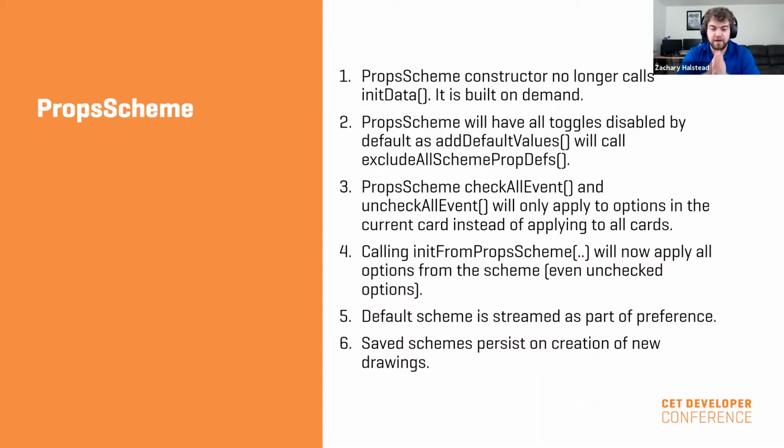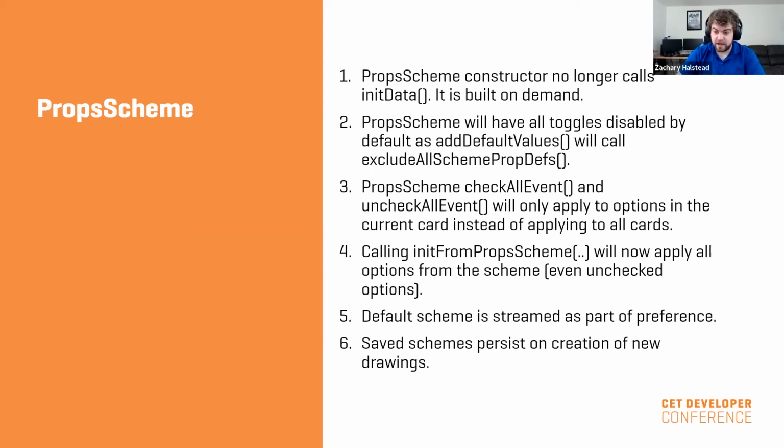Then we have calling init from prop scheme will now apply all options from the scheme, including ones that are unchecked. Then the default scheme is now streamed as part of preferences. So whenever you change the default, that will always be reflected between opening new drawings or closing CET and reopening that. So you can set up a default and not have to worry about it now, and get rid of all your undecided materials, unless you like undecided materials.